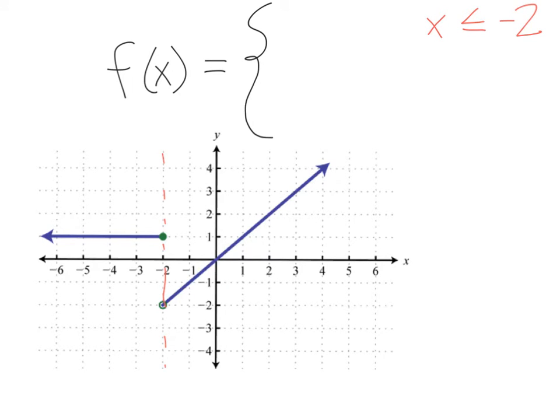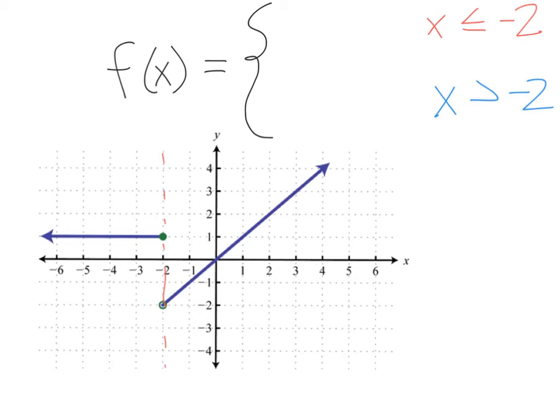The second piece are all the numbers that are to the right of -2. So since we're going this way, that means that it's all the x's that are greater than -2. And this point is an open point. So when I write the domain, it's just going to be x is greater than -2. No equal sign because it's open. Alright, and then I need to write the equation.